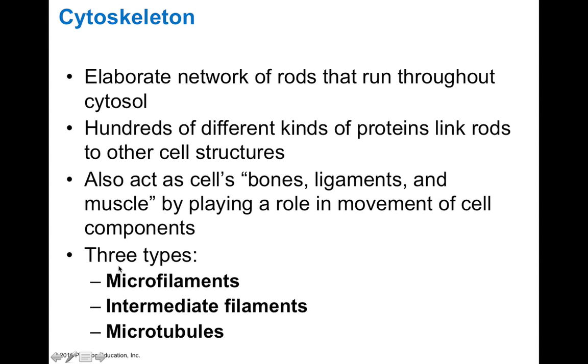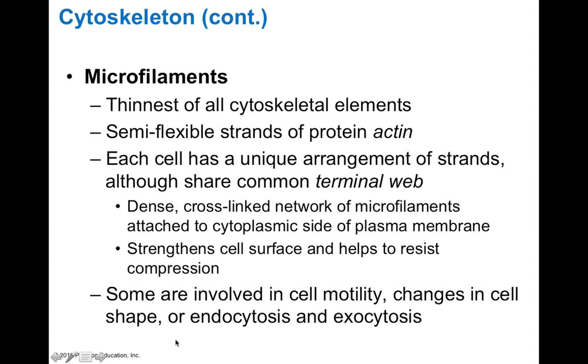And there's three major types of cytoskeletal elements. We've got microfilaments, intermediate filaments, and microtubules. Now, the microfilaments are the thinnest of all these cytoskeletal elements, and they're made of semi-flexible strands called actin.